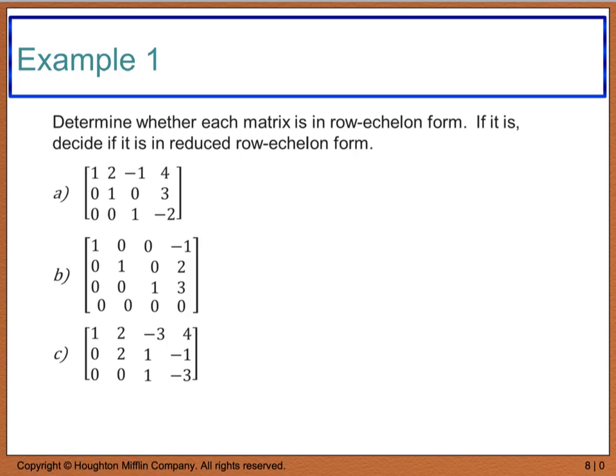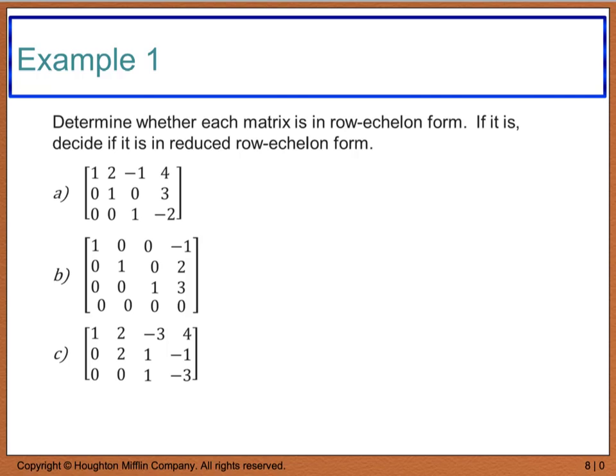First of all, let's review and look at example 1. We want to determine whether each matrix is in row echelon form. And if it is, then we want to determine if it's in reduced row echelon form. So let's look at A. Remember, in row echelon form, I have to have a 1 in the first spot, which I do for the first row.